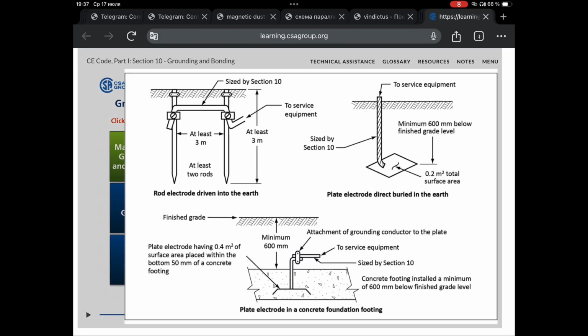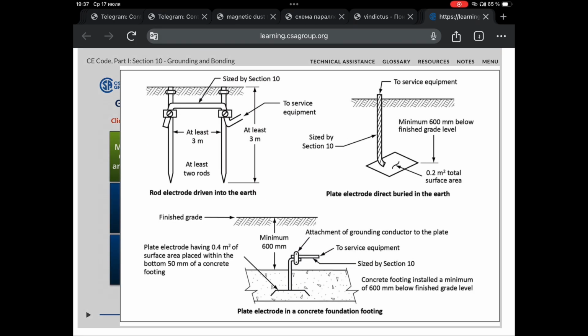Manufactured grounding electrodes shall, in the case of a rod grounding electrode, consist of two rod electrodes spaced not less than 3 meters apart, interconnected with a grounding conductor sized as prescribed for grounding conductors, and driven to the full length of the rod, or a chemically charged rod electrode installed to the full length of the rod, or a plate electrode, be in direct contact with exterior soil at not less than 600 millimeters below grade level, or encased within the bottom 50 millimeters of a concrete foundation footing in direct contact with the earth at not less than 600 millimeters below finished grade.